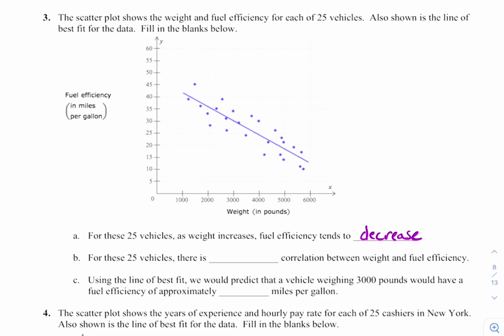And then as we look at our next question, for these 25 vehicles, there is blank correlation between weight and fuel efficiency. So this is just really asking for our slope. So is it a positive or a negative correlation? So because our graph is going down, that is going to be negative.